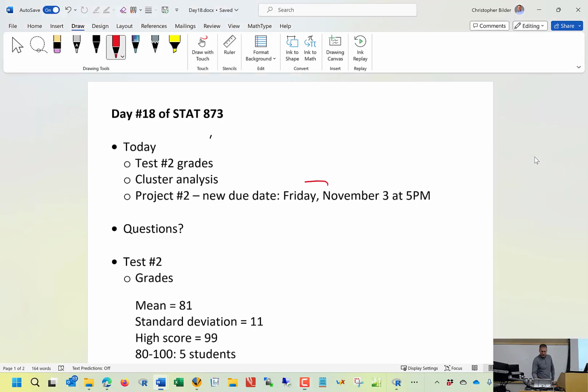Please note that I have changed the due date for project number 2. So it's Friday, November 3rd at 5 p.m. It was November 1st before. I'm not for sure if we'll get through as much material as I would like to in time for you to complete the project, so that's why I decided to move it back. So are there any questions before we get going here?